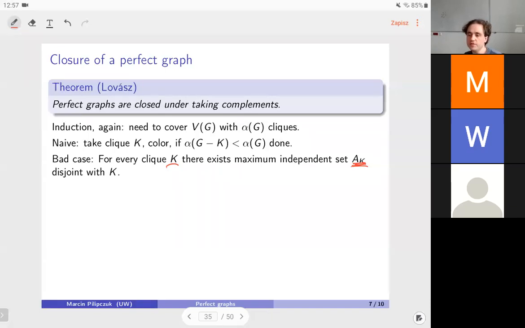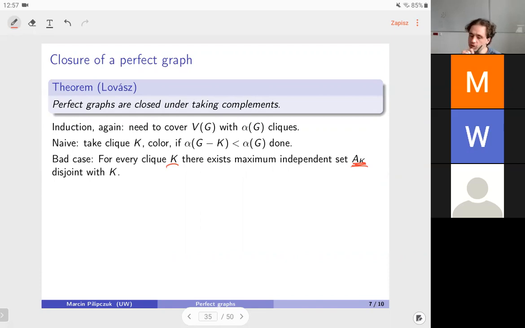departed from coloring, really departed from coloring the complement. We said that in a perfect graph, there must be a clique that intersects every maximum independent set. So what we do is the contrapositive: for every clique, there's a disjoint maximum independent set, and we want to reach a contradiction with the assumption that the graph is perfect. So we want to use the previous lemma.